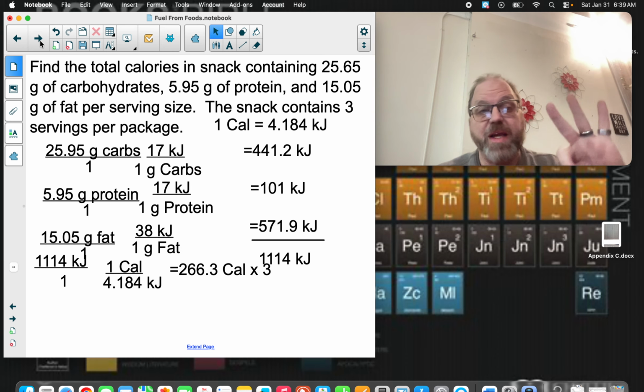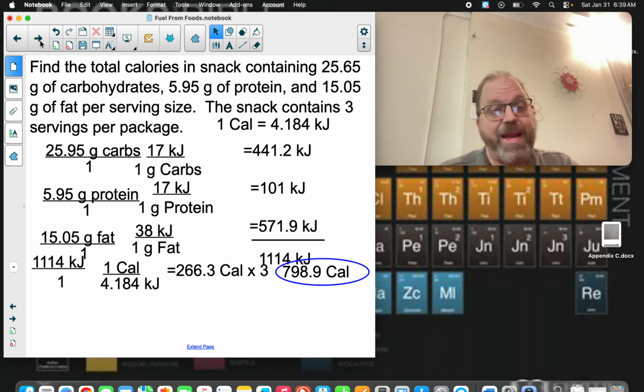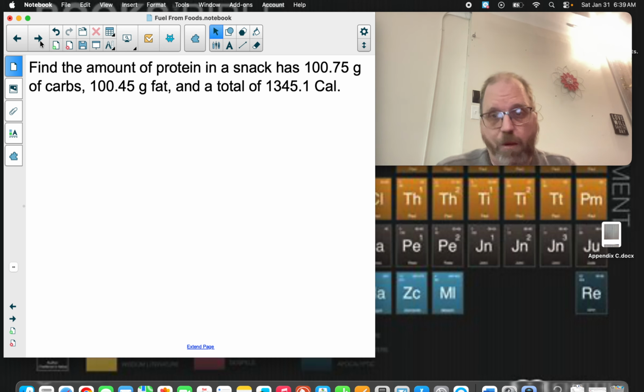Remember, there were 3 servings in a package, so that actually times 3. So we actually have 789.9 calories. That's my answer. All right, one last problem then, and we'll be done here.